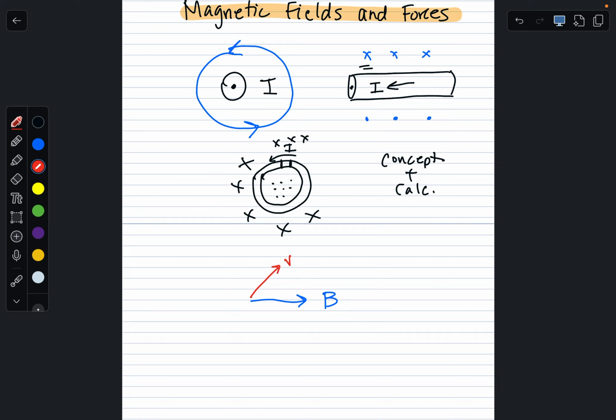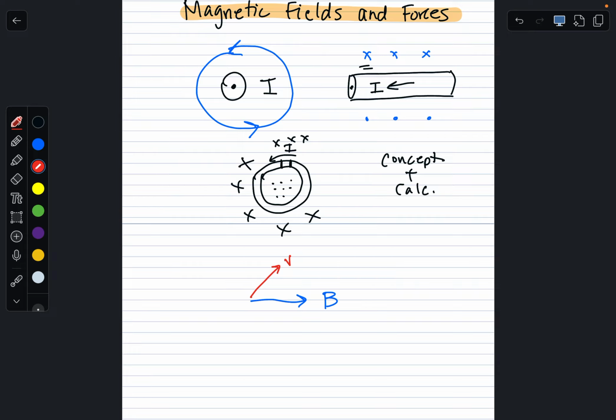So now let's do the positive charge. V is my thumb, B is the B field pointing that way, and then you can see the middle finger. B is pointing into the page. That's my thumb. B is pointing to the left. Middle finger pointing down.